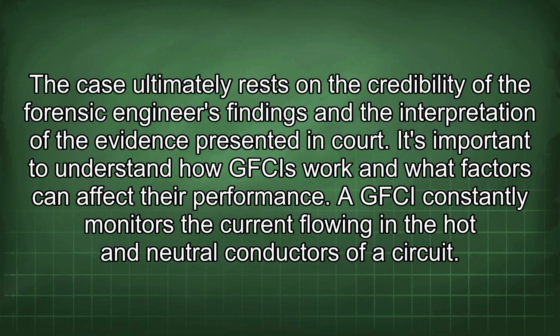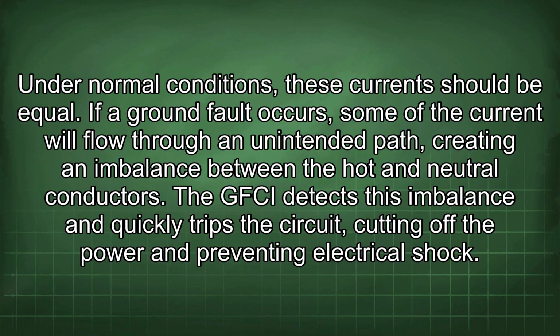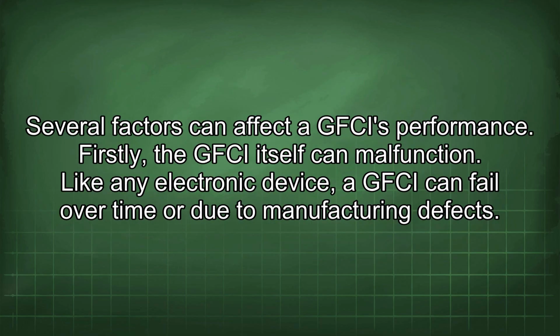A GFCI constantly monitors the current flowing in the hot and neutral conductors of a circuit. Under normal conditions, these currents should be equal. If a ground fault occurs, some of the current will flow through an unintended path, creating an imbalance between the hot and neutral conductors. The GFCI detects this imbalance and quickly trips the circuit, cutting off the power and preventing electrical shock. Several factors can affect a GFCI's performance.